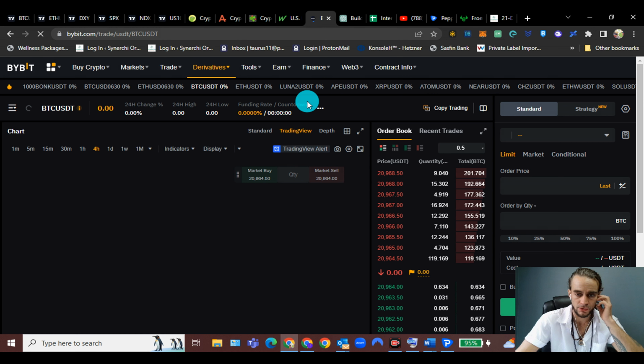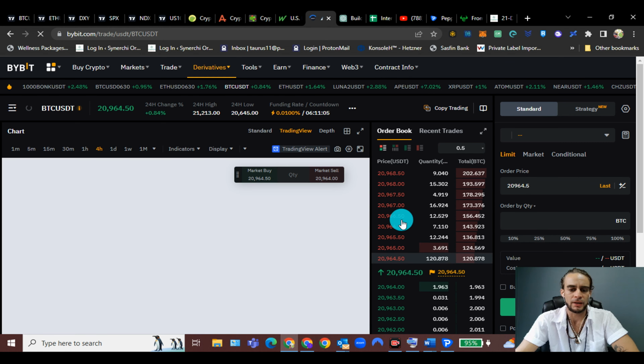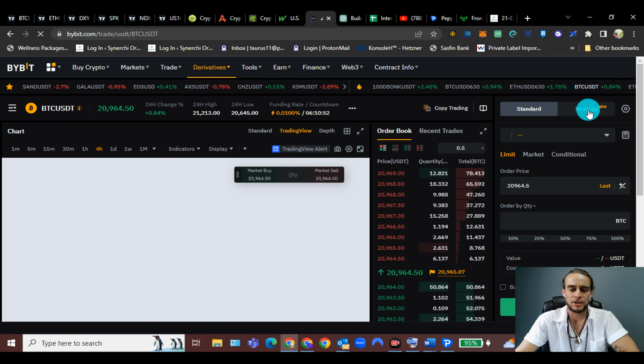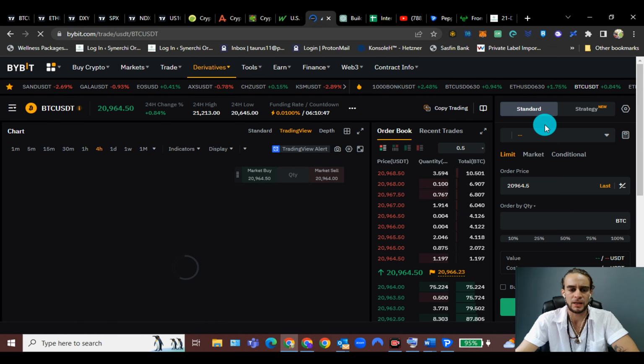So you have an order book. These are people getting ready to enter the market for sells or shorts. These are the people getting ready to enter the market for buys or longs at these specific prices. And these first ones here are the ones that get entered into the trade themselves. You have strategy, which I actually need to learn a little bit about, but I'm going to speak to you about standard trading.